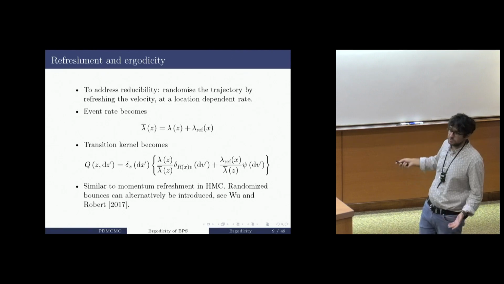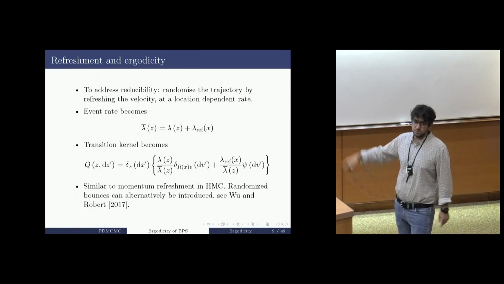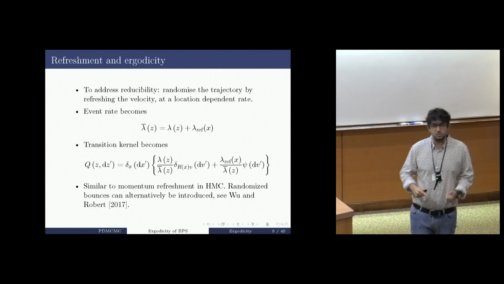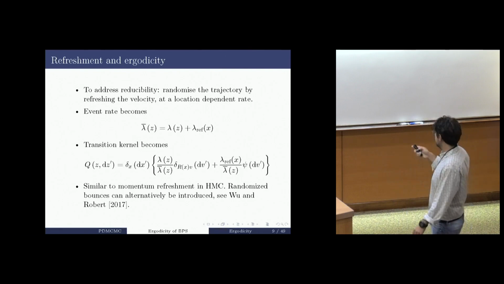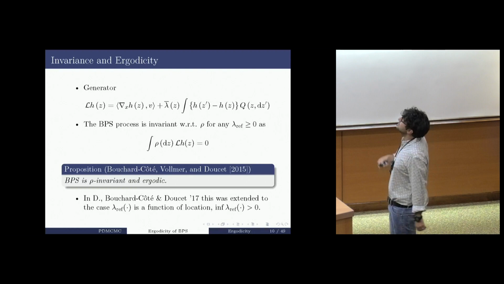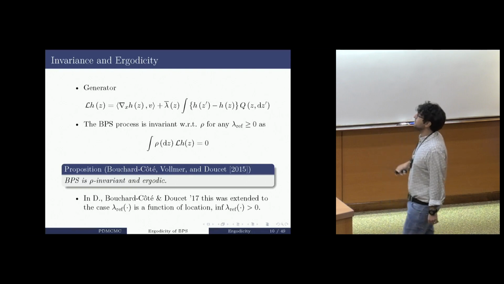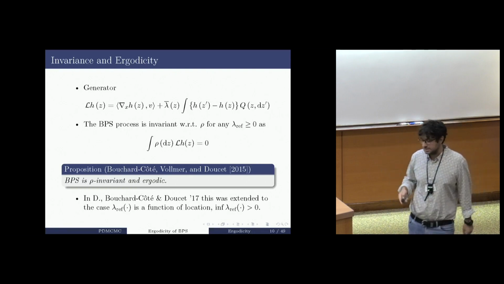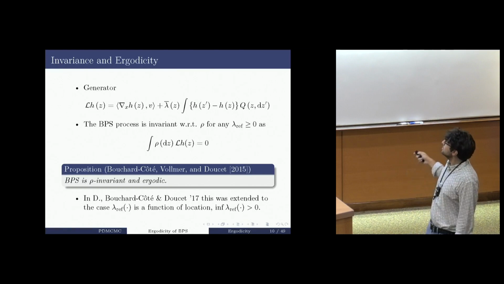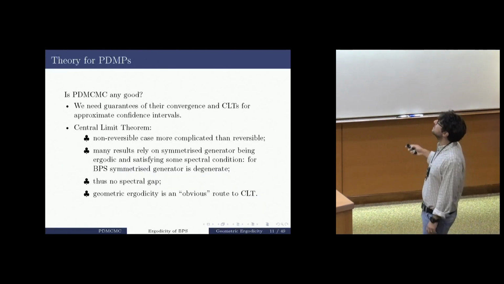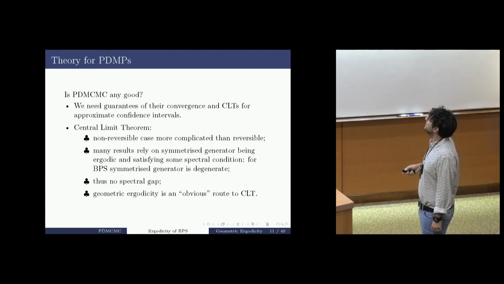If you just run Hamiltonian dynamics, you will just be exploring one of the contour sets. You need refreshment to add or remove energy, and then to move between different contours. Okay, so all this is now pretty much well known. It's invariant and it's ergodic as long as you have a positive refreshment rate. So that's all pretty good.